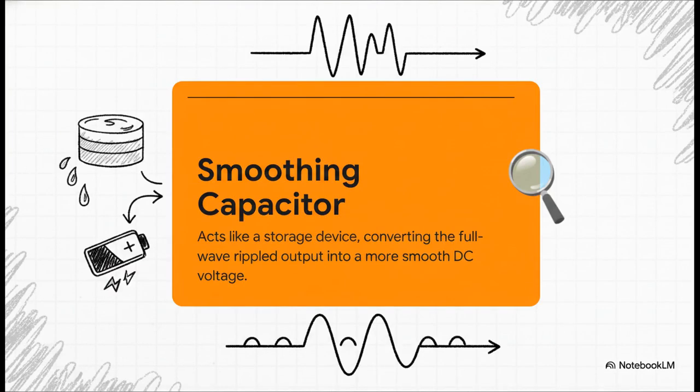The solution is something called a smoothing capacitor. And honestly, the best analogy for it is a small, incredibly fast-acting water tank. When the voltage from our rectifier is rising, that's the peak of the bump, the capacitor stores up energy, just like a tank filling with water. Then, as the voltage starts to drop into a valley, the capacitor instantly releases that stored energy, filling in the gap. It just smooths everything out.